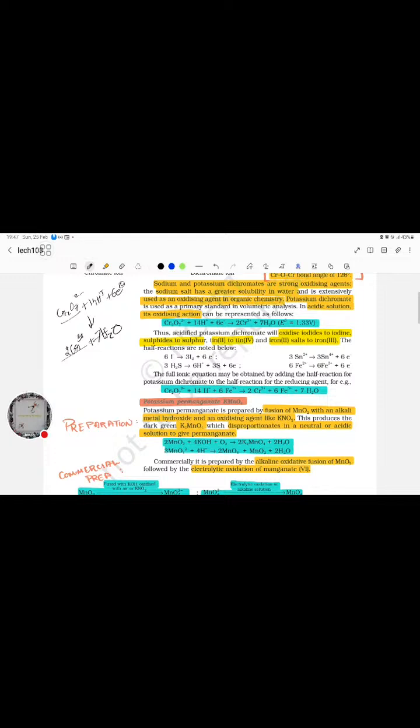So since it has oxidizing power, it is able to oxidize other species. Yes, it oxidizes iodides to iodine, sulfides to sulfur, tin 2 to tin 4 and iron 2 to iron 3.